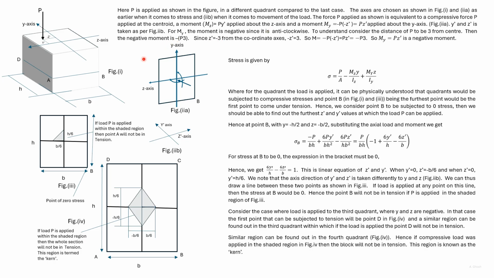The problem here is the same as in the last slide, except that the load P is applied to a different quadrant. We'll try to find out the area in which P can be applied within the quadrant, so there's no tensile stress in a section such as ABCD.